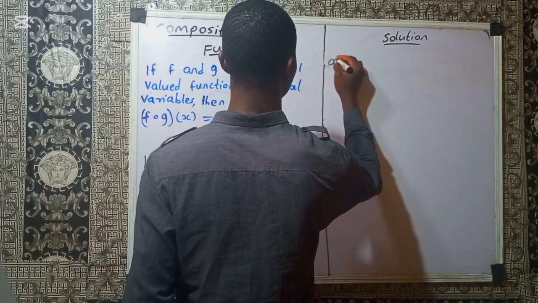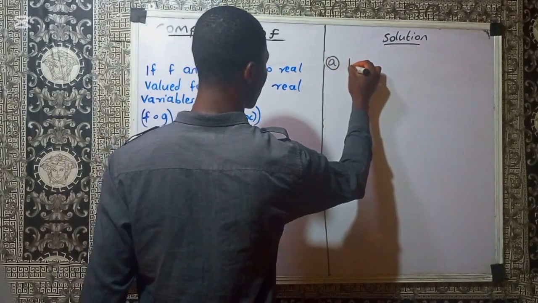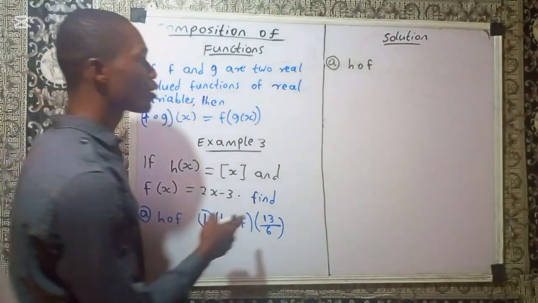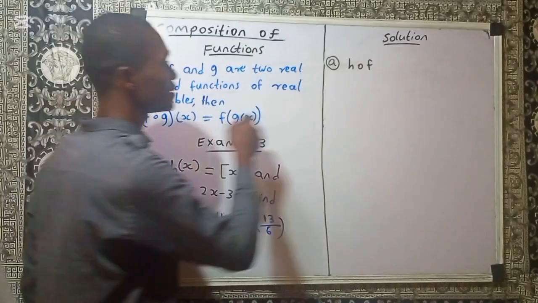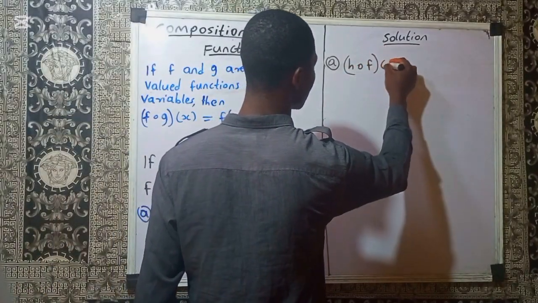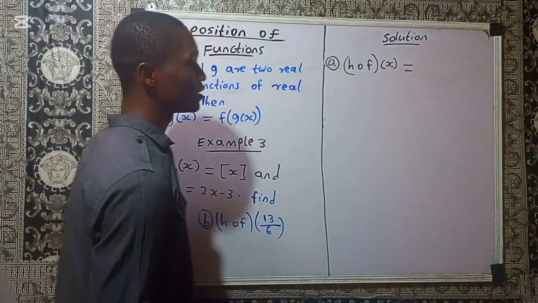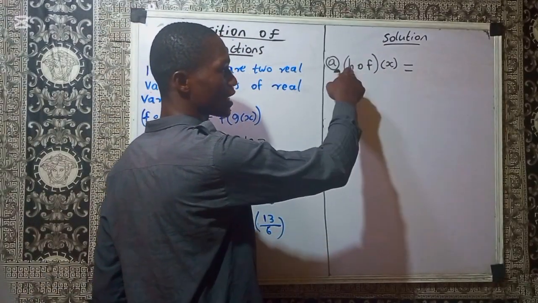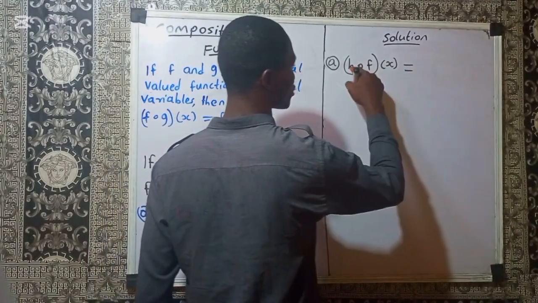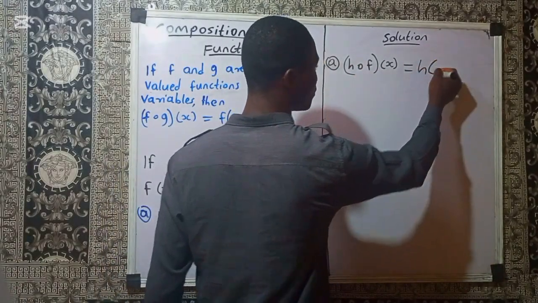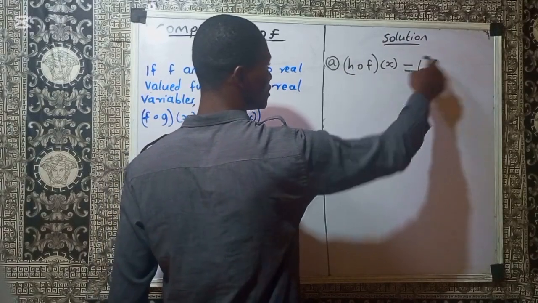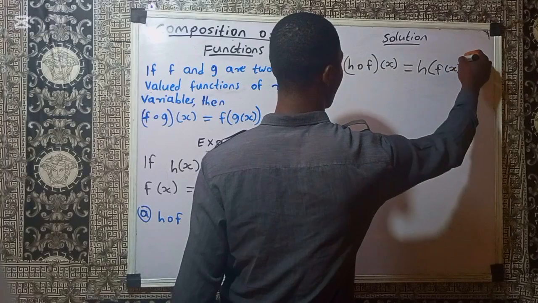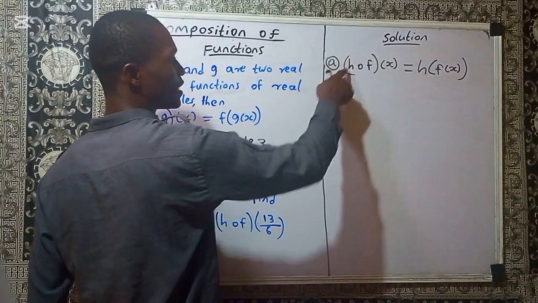For the first question, we want to get h composition f, but we are going to do it by using the definition. That's h composition f of x. How is it defined? You are going to put the value of the second function inside the first function. So I'll write my first function here, h. I'll do brackets. Then what I'll put inside this h is the value of f, that is f of x. I'm putting the second function inside the first function.